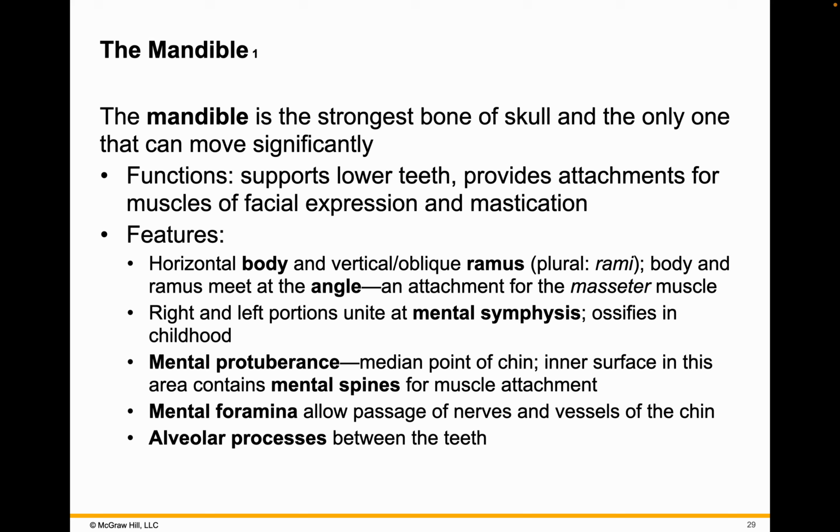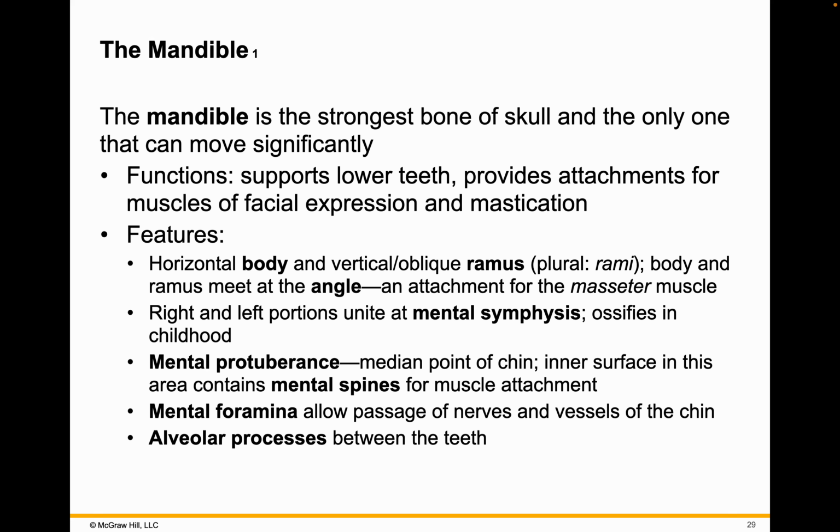The mandible is the strongest bone of the skull, and the only one that moves freely. It supports the lower teeth and provides attachment for muscles of facial expression and mastication. It has a horizontal body and a vertical and oblique ramus. The ramus meets the body at an angle for the masseter muscle. The right and left portions unite in the center at what's known as the mental symphysis, which ossifies in childhood. The mental protuberance is the median point of the chin.